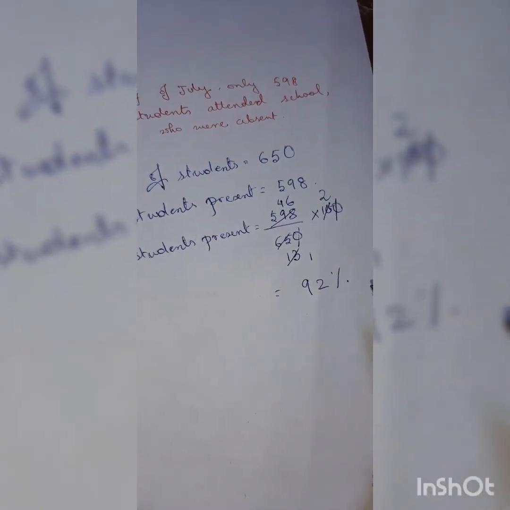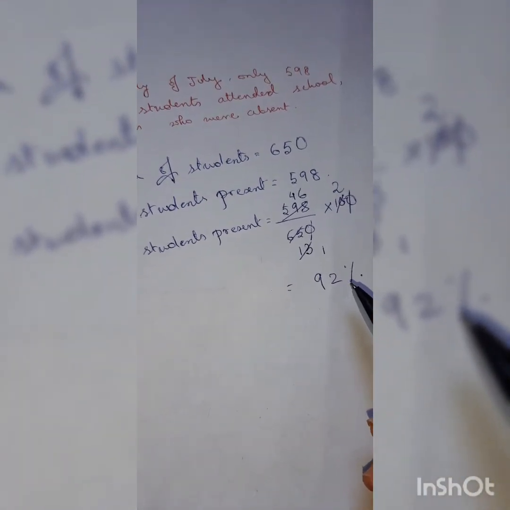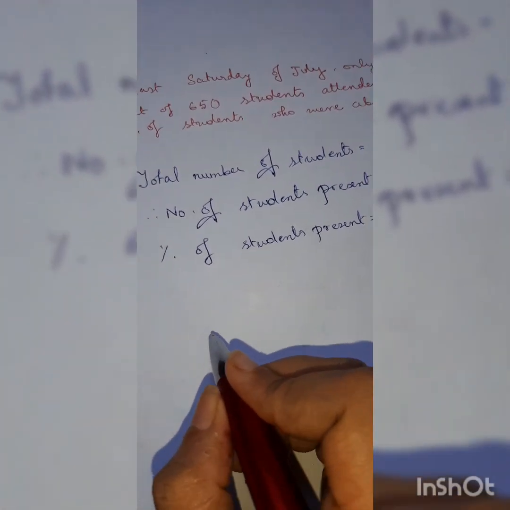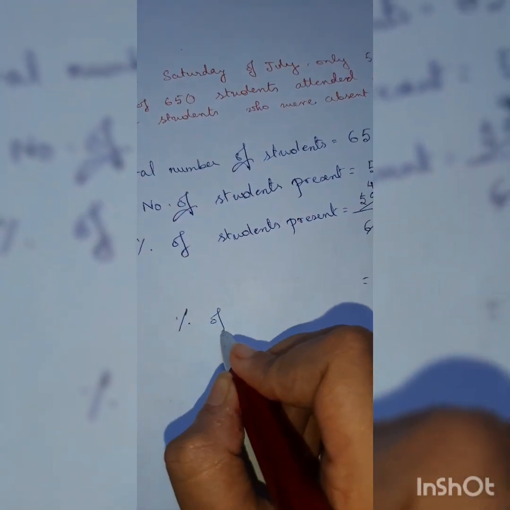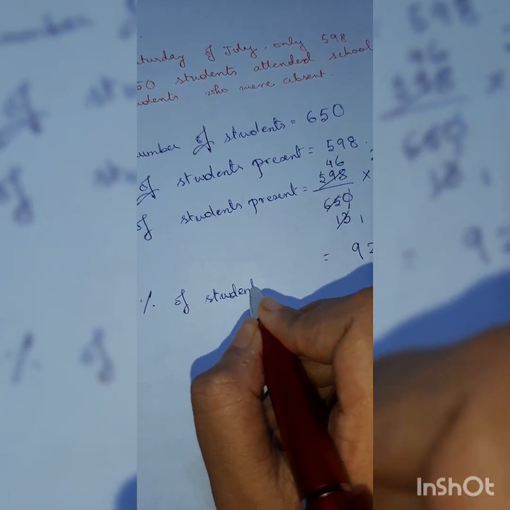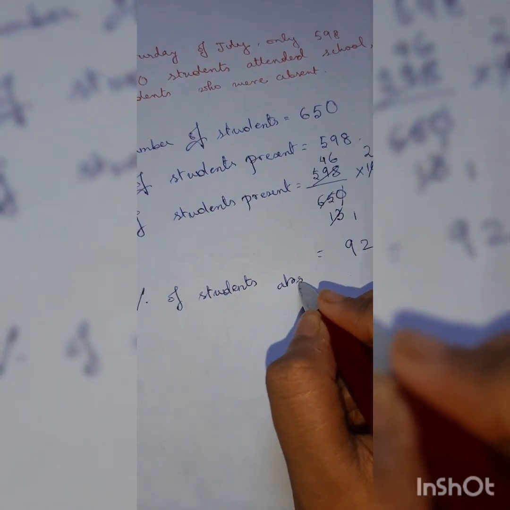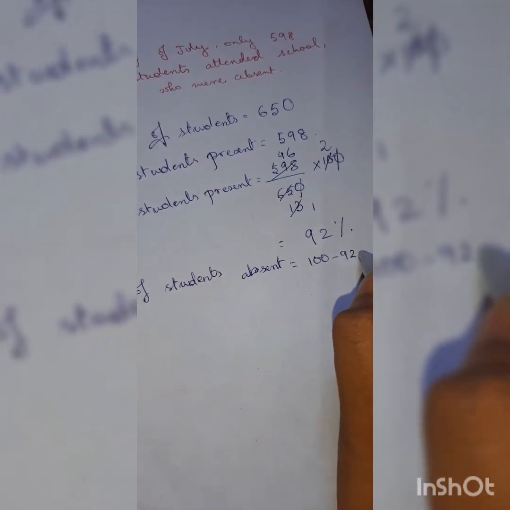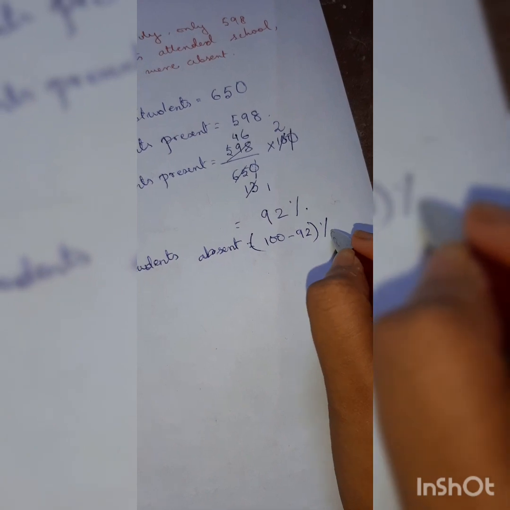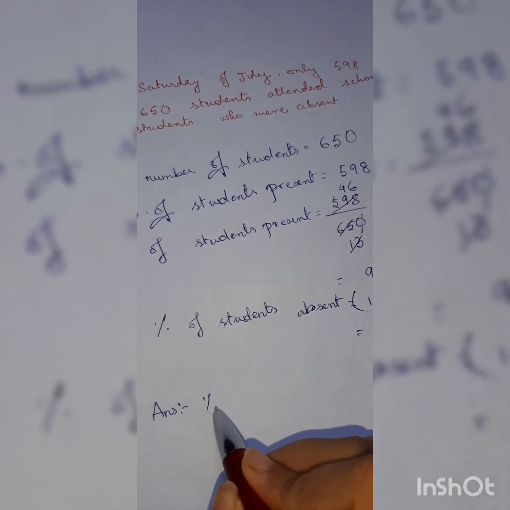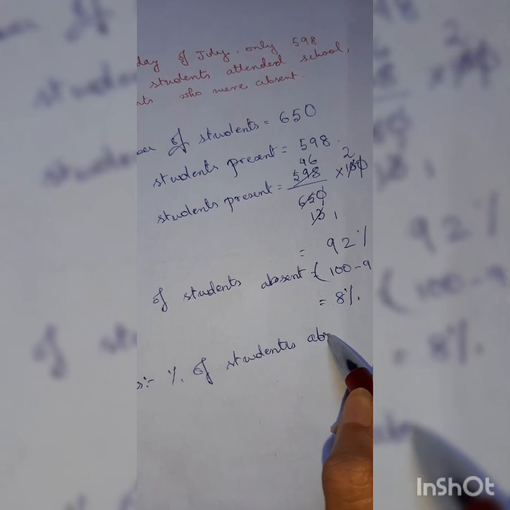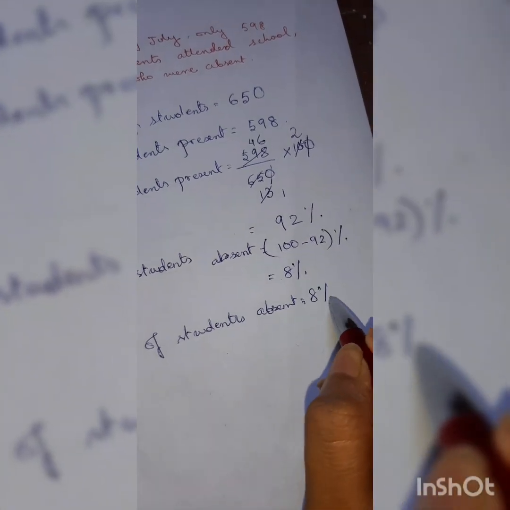So the remaining percentage of students should be absent. Now in the case of percentage, we take the total percent as 100. Therefore, we can write the percentage of students absent equals 100 minus 92%, which equals 8%. So our answer is the percentage of students absent equals 8%.